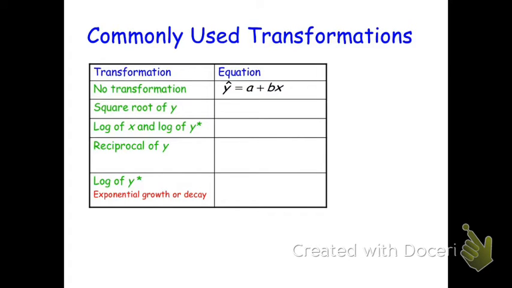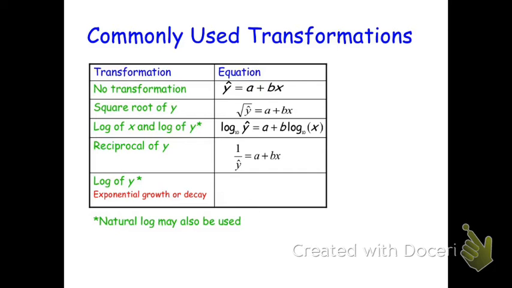If there's no transformation at all, it's just y hat equals a plus bx. You could see a square root regression, a square root function, for those of us going back to algebra, the parent functions, looks like this. Logarithmic, exponential, maybe it has a slight curve to it. The reciprocal, and then just taking the log of y.